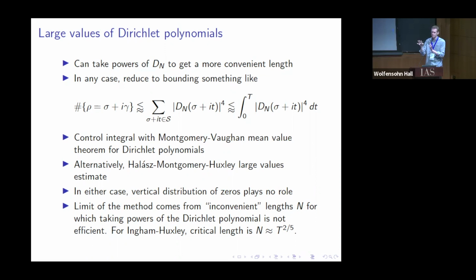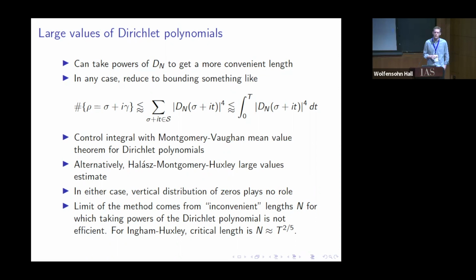But there's all sorts of other ends you would have to consider. So maybe this gets to the remark at the bottom of the slide that there are some inconvenient lengths for which this taking powers thing doesn't really work that well. So for the Ingham-Huxley bounds, when sigma is close to 3/4, these inconvenient lengths are about t to the 2/5. And the mean value theorem, the Halász-Montgomery-Huxley large values estimate are a little bit inefficient here. Okay. So large values of Dirichlet polynomials, classical techniques really don't have anything to do with the vertical distribution of these zeros.